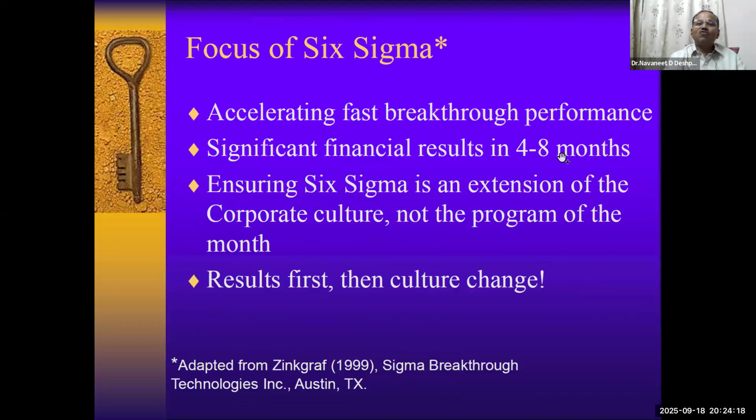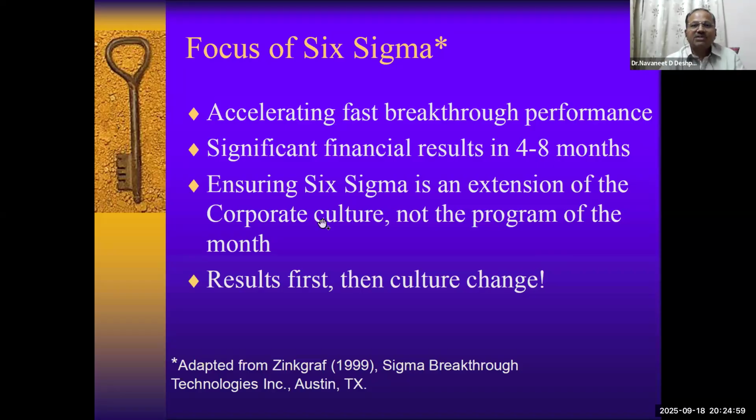It will take around 4 to 8 months to understand and replicate the same thing over a period of time. So the financial results, profitability, and improvements in quality, cost, and time will become measurable over a period of time. So ensuring Six Sigma is the extension of the corporate culture, not the program of the month. It's not a campaign that you implement for 1 month, and suddenly in the second month some other parameters become important for you, and in the third month some other government notification will come, and in the fourth month you will have altogether different kinds of parameters. It cannot go on and on like this.